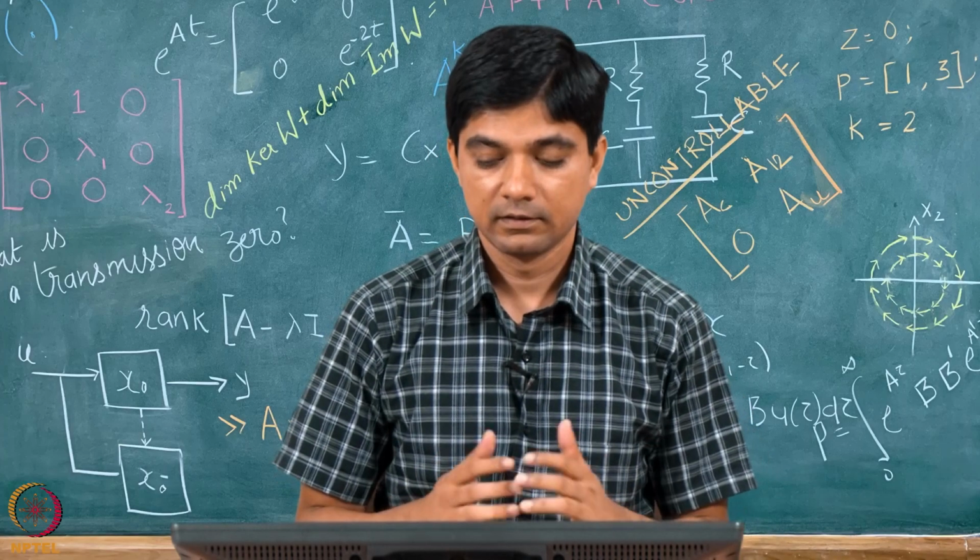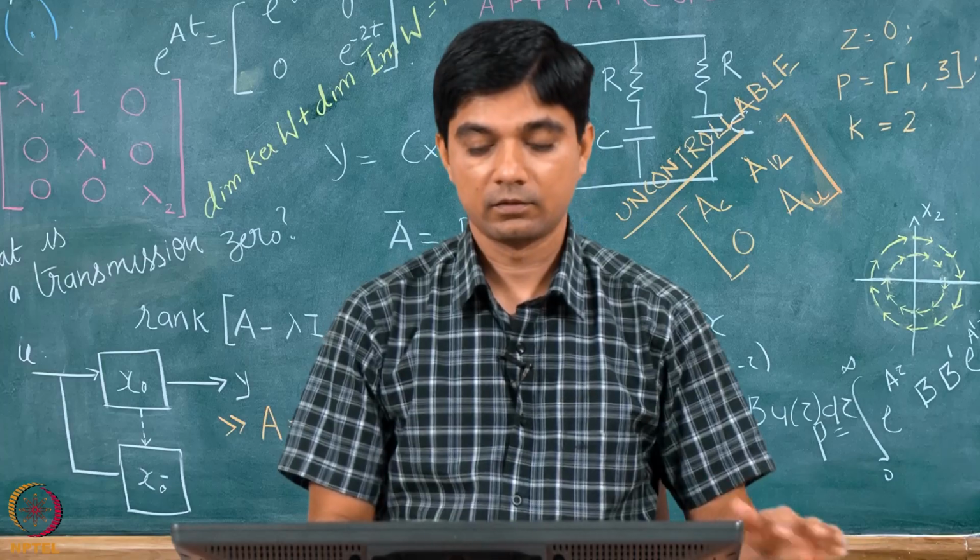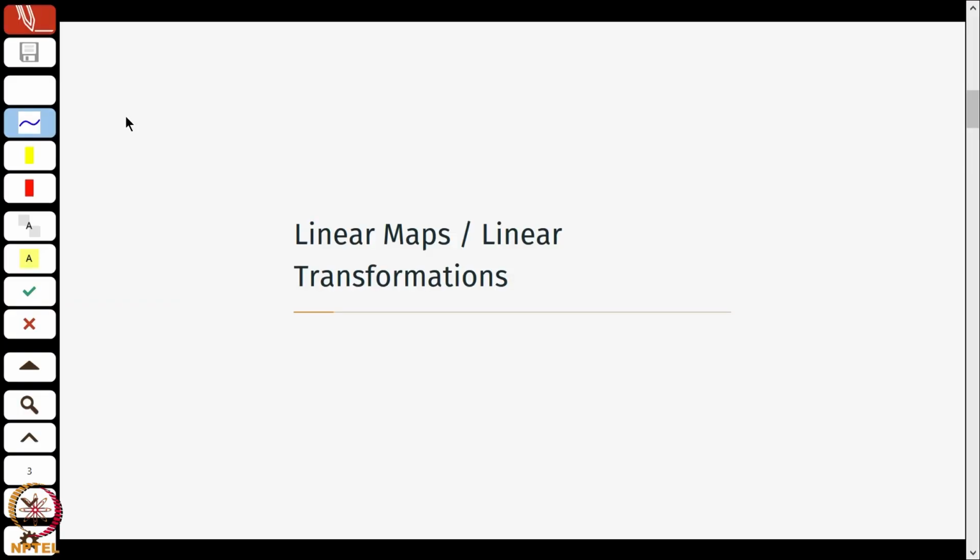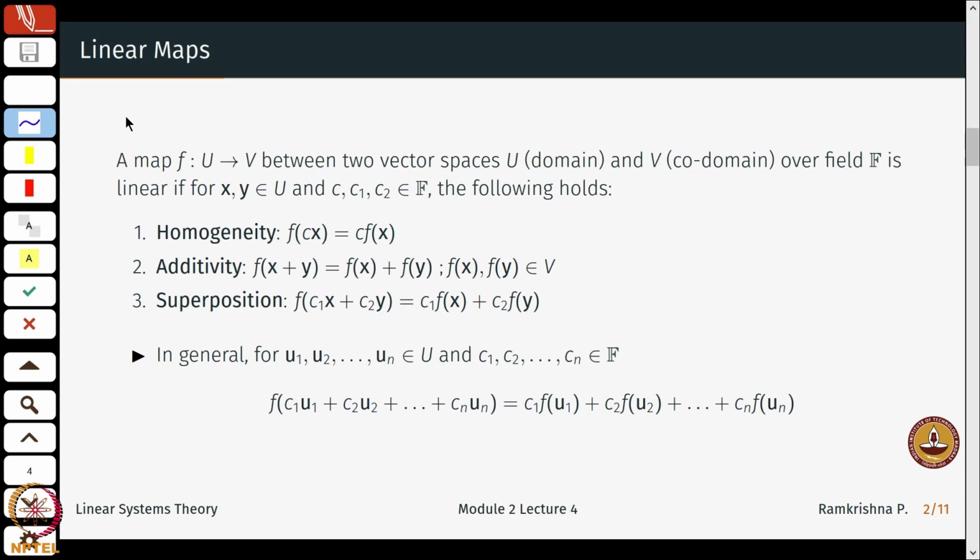Okay, in this lecture we will talk a bit about linear maps or linear transformations, essentially between two vector spaces. So to begin with, let's start with a map. Say I have a space U, I have a space V, and there is a map F between the vector space U and V, and both could be defined over the same field. They need not be of the same dimensions and so on.